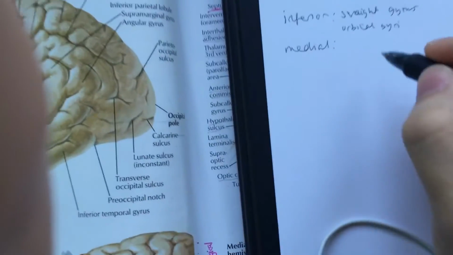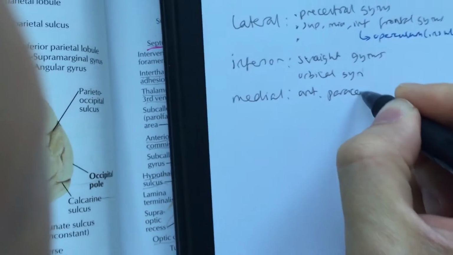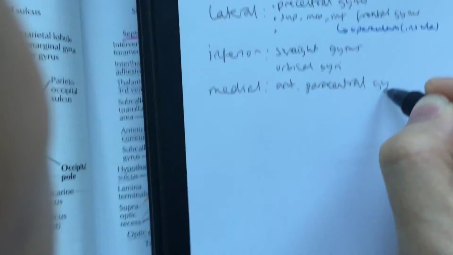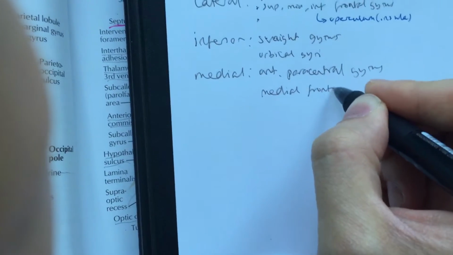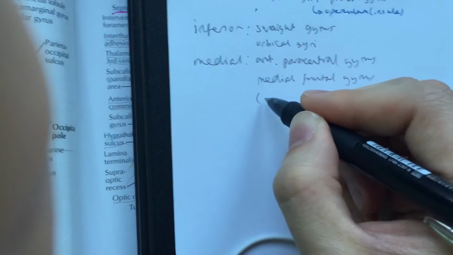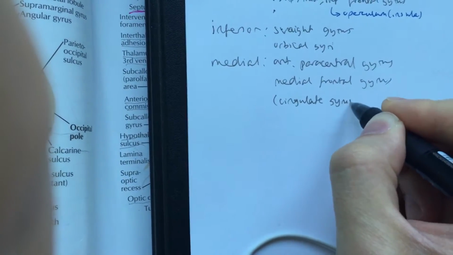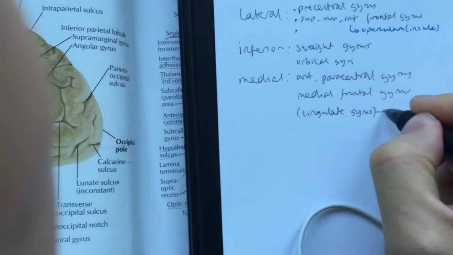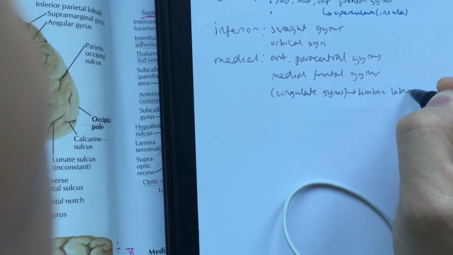So what am I going to write for the medial aspect? We had the anterior part of the paracentral lobule, medial frontal gyrus. And I'm putting brackets around cingulate gyrus because some say it is, but really it's actually part of the limbic system, limbic lobe. I'll just say it's limbic system.